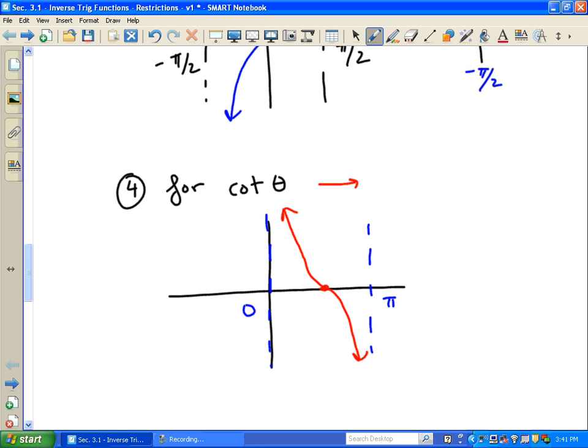And so for cotangent, the restriction is similar. It's everything from 0 to pi, not including 0 or pi. That means if we're applying an inverse to cotangent, we look in between 0 and pi. So the first and second quadrants. This concludes the lesson on restrictions on inverse trig functions.